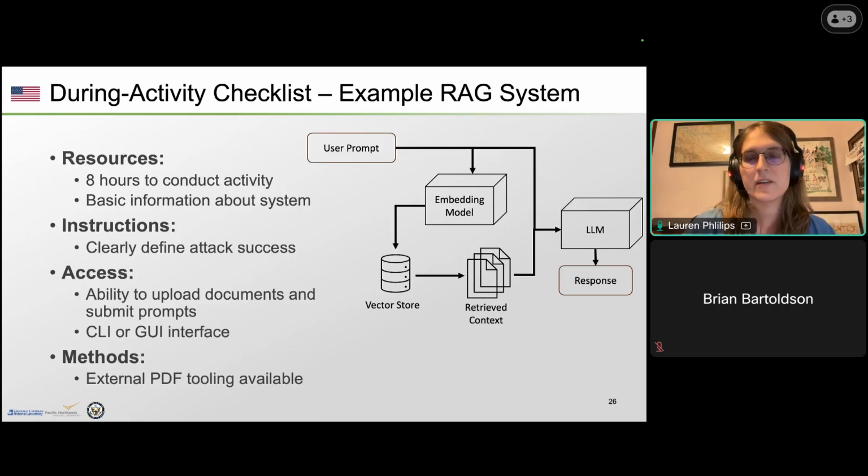So they have 8 hours to conduct the activity. They have some basic information about the system. We're going to define success based on maybe what our SMEs say a successful attack would look like. And because we're explicitly interested in whether users can upload documents to make the system vulnerable, we're going to give them access to some tools that enable them to do that, as well as maybe some external tools that they can use to modify documents that they might want to upload.